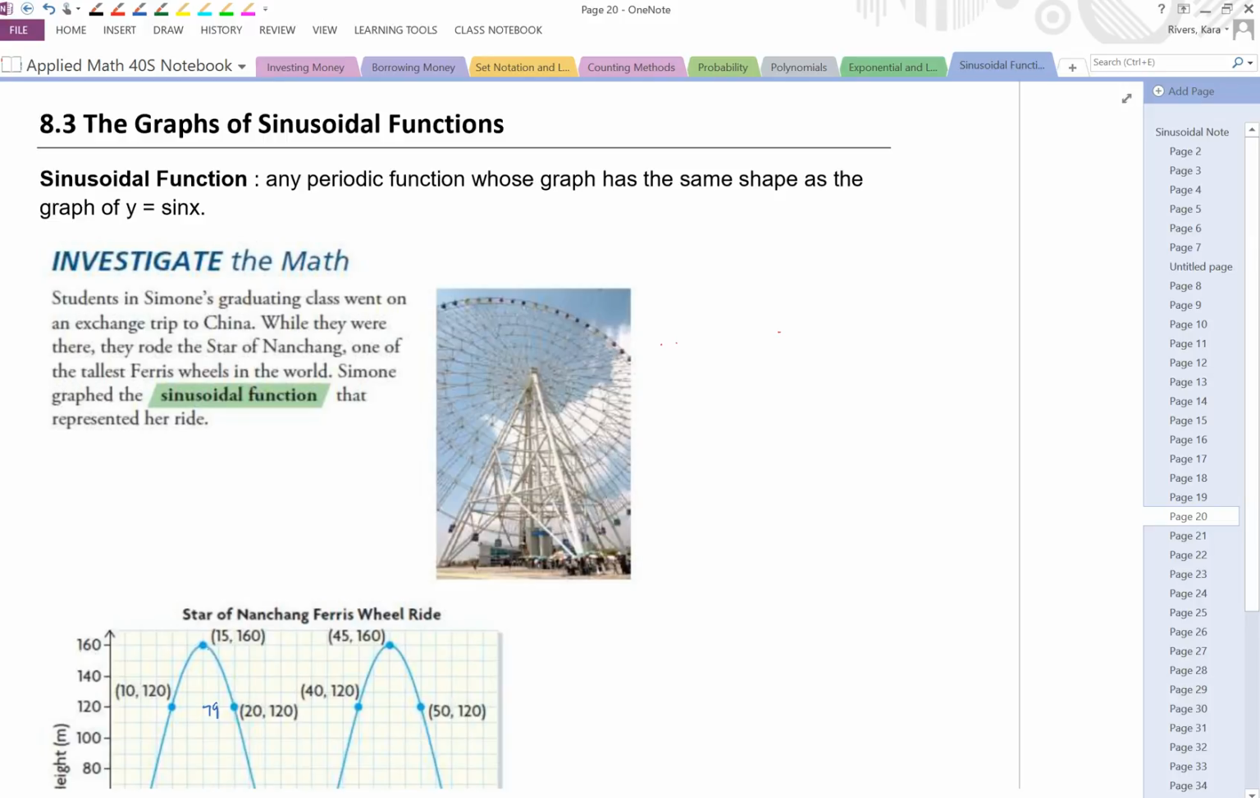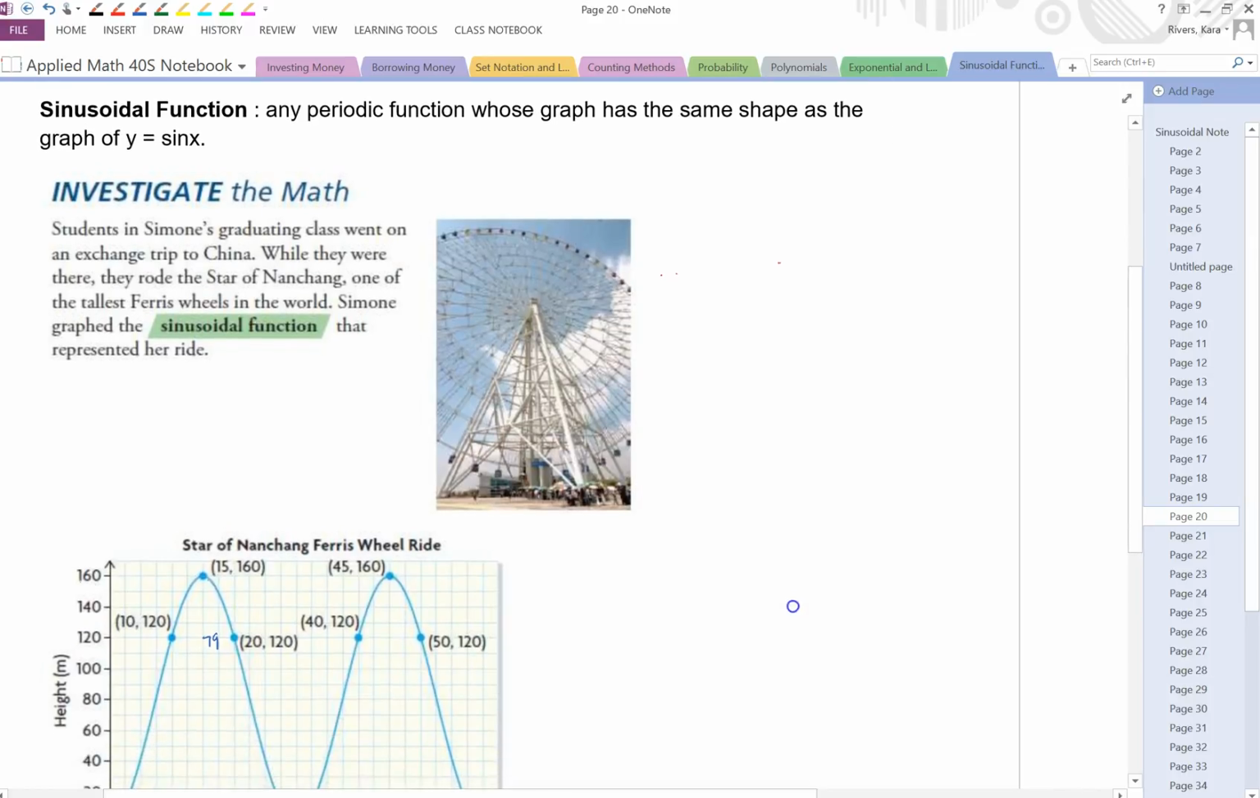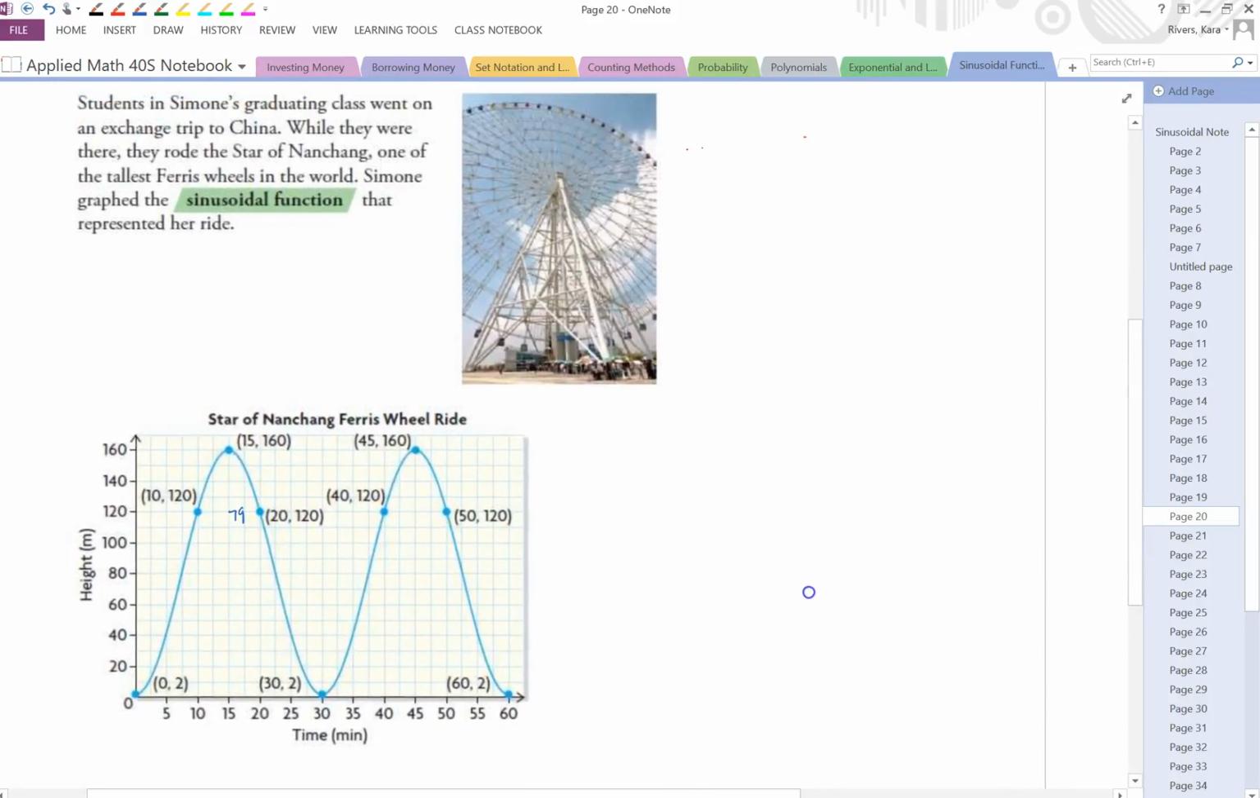Students in Simone's graduating class went on an exchange trip to China. While they were there, they rode the Star of Nanchang, one of the tallest Ferris wheels in the world. Simone graphed the sinusoidal function that represented her ride. Now we can see the Ferris wheel, but we can also see the graph that she drew.